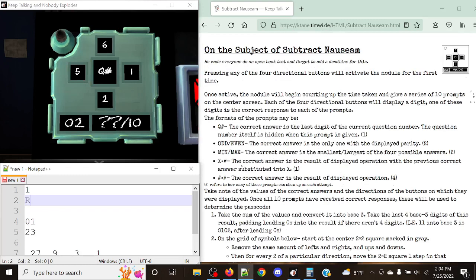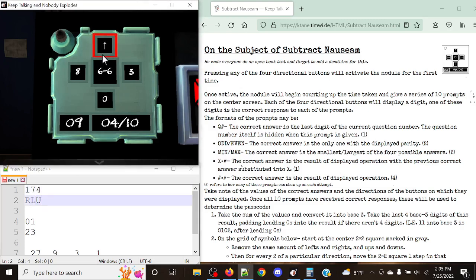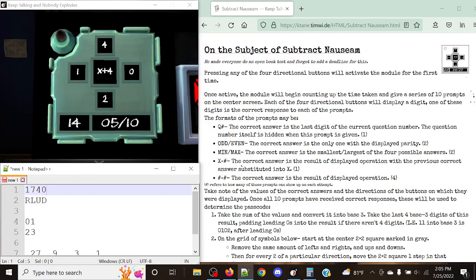Okay, that's going to be question 1, which is to the right. It's going to be 7, which is left. Minimum is going to be a 4, which is up. 6 minus 6 is going to be 0, which is down. 0 plus 4, because 0 is our previous answer, is going to be 4, which is up. 5 minus 2 is going to be 3, which is left. Odd is going to be 7, which is left. 15 divided by 5 is going to be 3, down. Odd is going to be 9, left. And max is going to be 9, left.